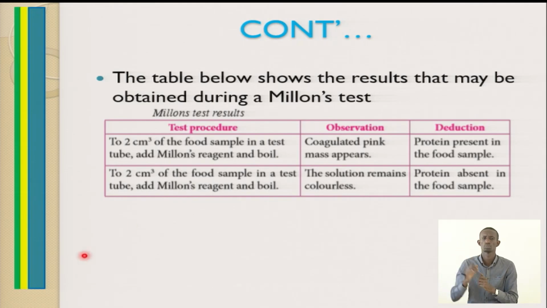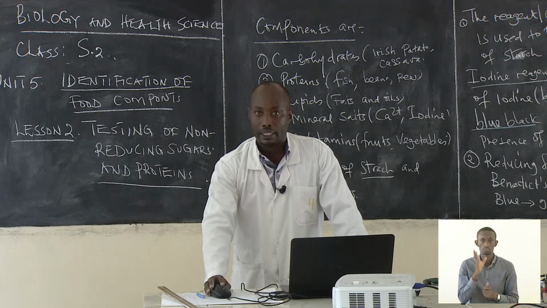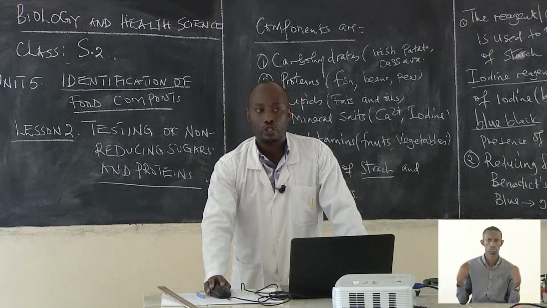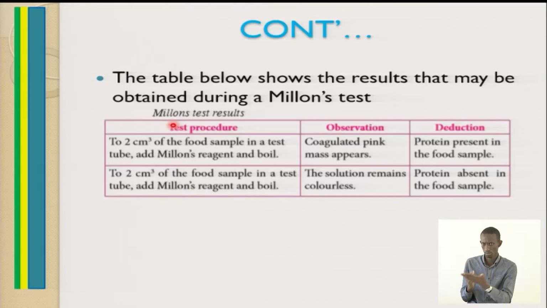This is the table that shows what will happen. The table below shows the results that may be obtained during the Millon's test. We're going to do it practically, but let's have the theoretical part of it. We have the test tube procedures, the observation, and the deduction.